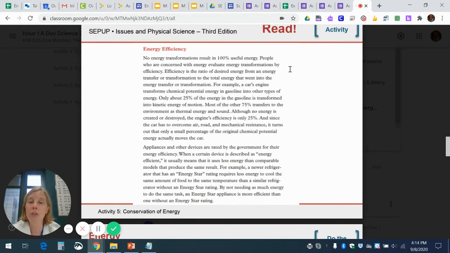For example, a car's engine transforms chemical potential energy in gasoline into other types of energies. Only about 25% of the energy in the gasoline is transformed into the kinetic energy of motion. Most of the other 75% transfers to the environment as thermal energy and sound. Although no energy is created or destroyed, the engine's efficiency is only 25%. And since the car has to overcome air, road, and mechanical resistance like friction, only a small percentage of the original chemical potential energy actually moves the car.